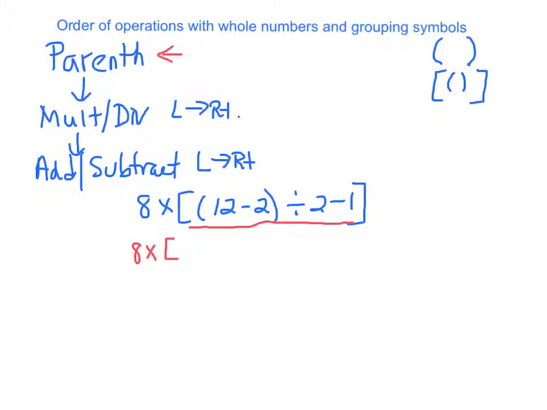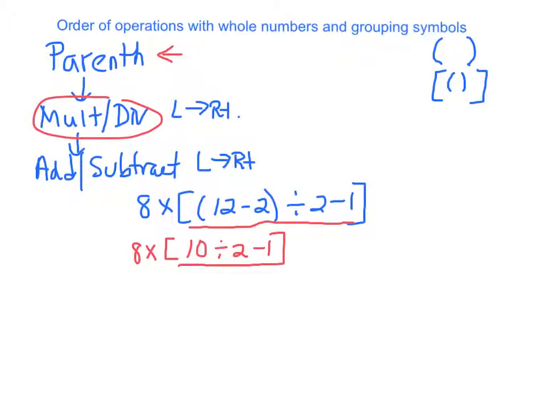12 take away 2 will give us 10. Notice I don't need to put those parentheses anymore. We've evaluated it, so they are gone. Alright, finishing up with my brackets. I'm still inside the bracket, so I have to look for what comes after parentheses. So that would be multiplication and division.